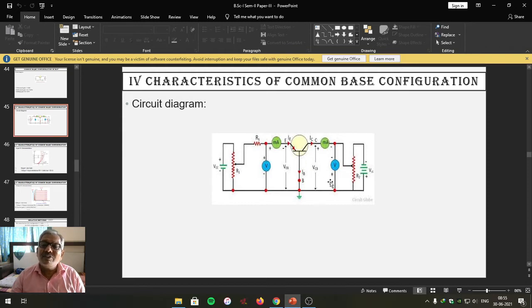Whereas the output junction is reverse biased by the battery VCC. How can we consider that? Here the collector is P type and this collector is connected to the negative terminal of the battery. That means to the P region, the negative terminal of the battery is connected. So that's why the output junction is reverse biased.